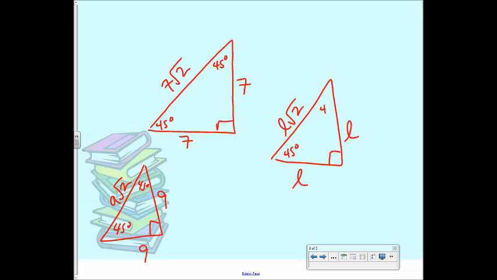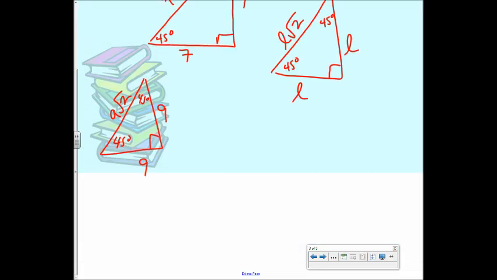So then what would I do if I had this? 45, 45, and this were 11. How would I find the L here? There's no root 2 there. So how do I find that?